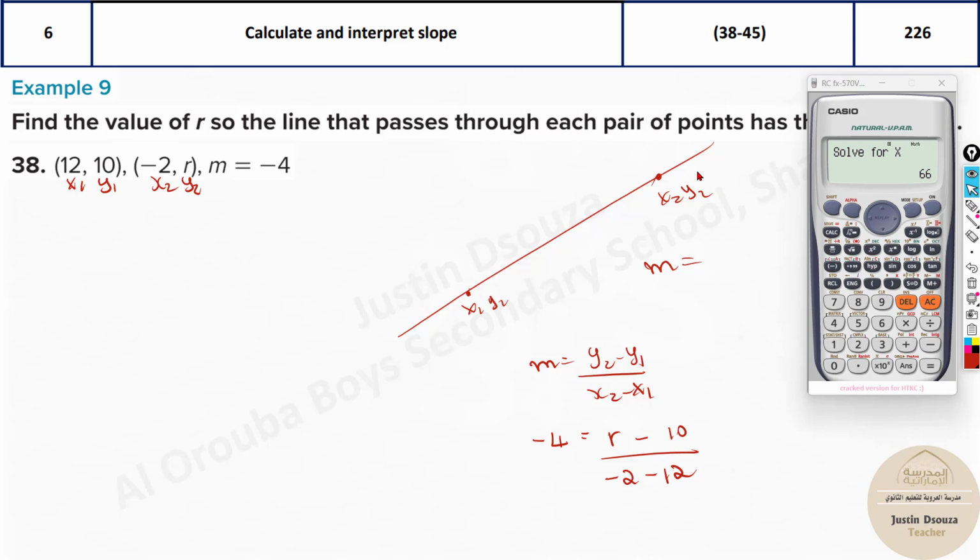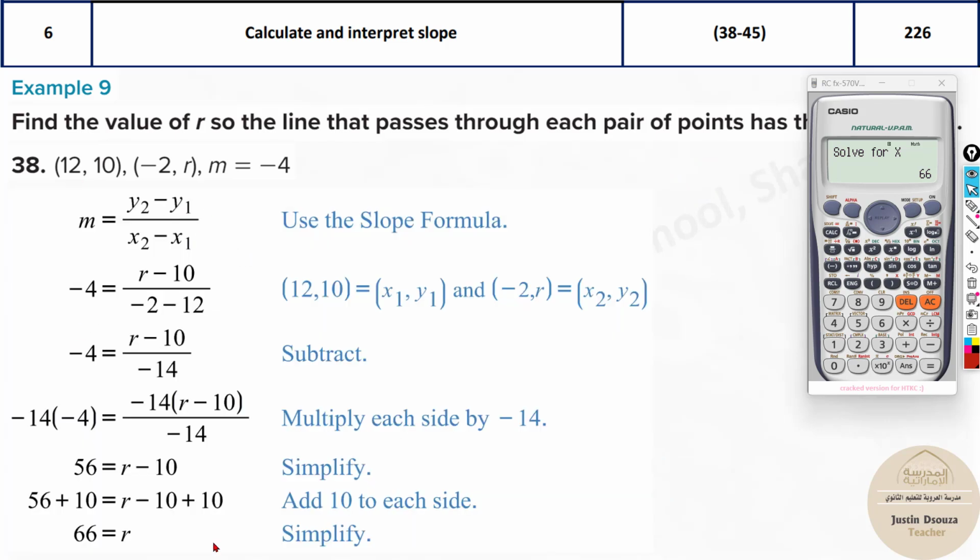If you're doing it manually, how do you solve it? All you need to do is simplify this first. Let's leave this minus 4 here itself, equals r minus 10 divided by, what happens here? It's minus 14. Now take this minus 14 to the other side. It will be minus 4 times minus 14 equals r minus 10. What is 14 times 4? 14, 28, 56. Okay, it will be plus 56 because minus and minus will be plus. 56 is r minus 10. Take minus 10 to the other side, it will be plus 10, 66 equals r. This is the easy way to do it, and you can see the solved problem here.